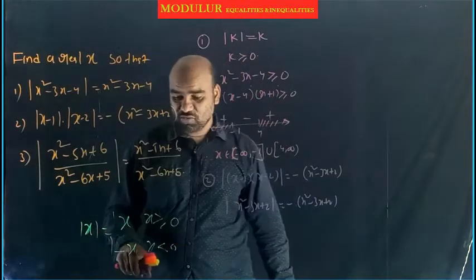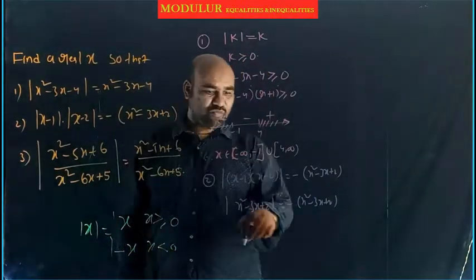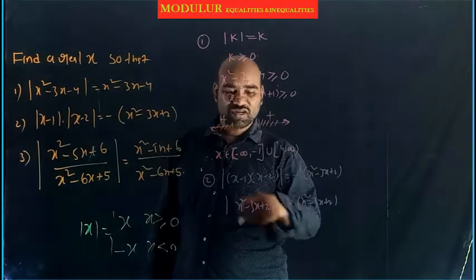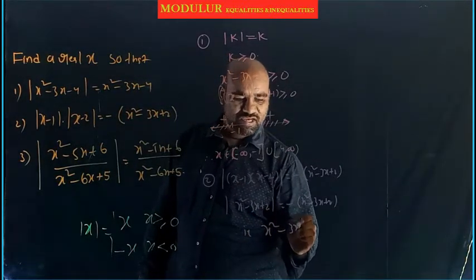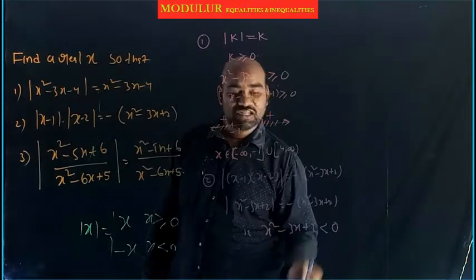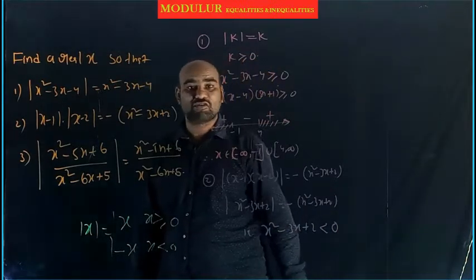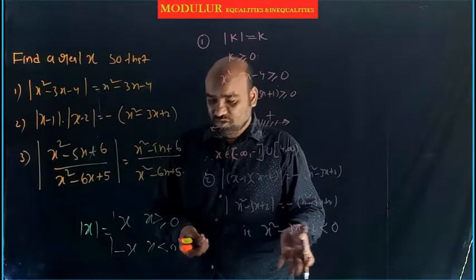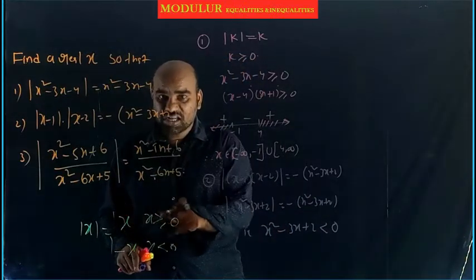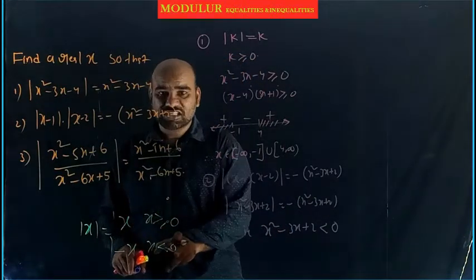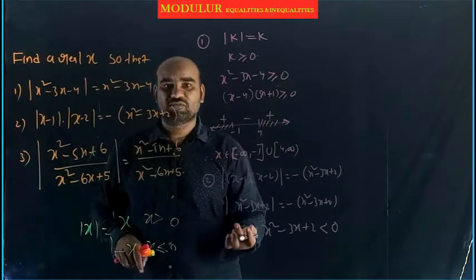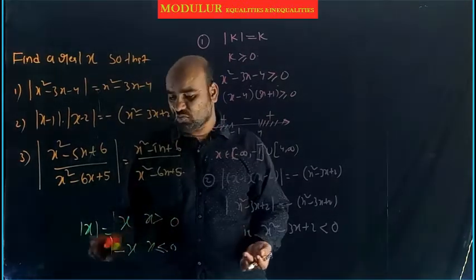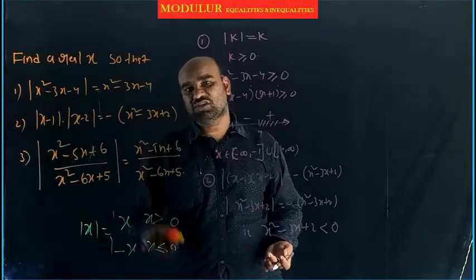Mod k equal to minus k if k is less than 0. So k should be less than 0, that is x square minus 3x plus 2 less than 0. Less than 0 or less than or equal to 0, no problem, separately giving now. Mod x is x if x is greater than or equal to 0, and minus x if x is less than 0. If equality is not there, you can also write it here, no problem. Mod x equals minus x if x is less than or equal to 0. Both have the same meaning.